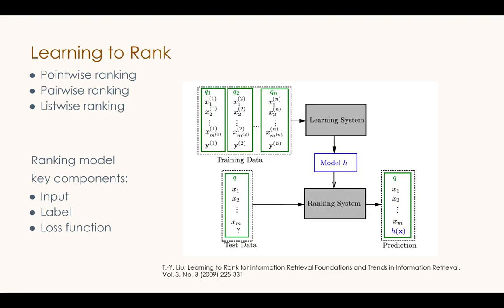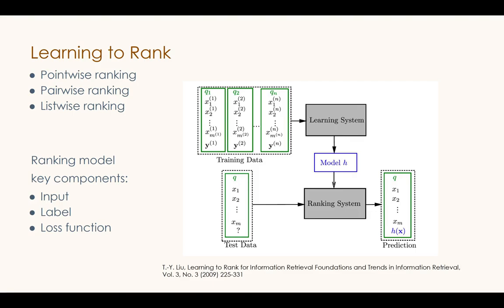But before we go into the algorithms, let's look at the system. How does a learning to rank system look like? On the right side, we have a diagram. During training, you get all these query and document lists. This learning system will train a model, and the model will be fed into the ranking system. During test time, you get a query and a list of documents. They will be ranked, and the prediction actually is the ranked documents.